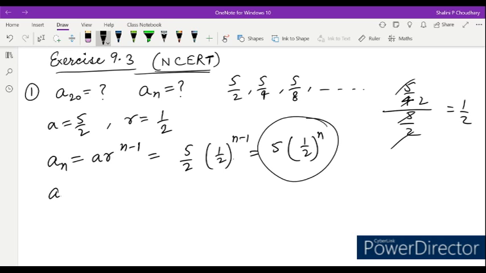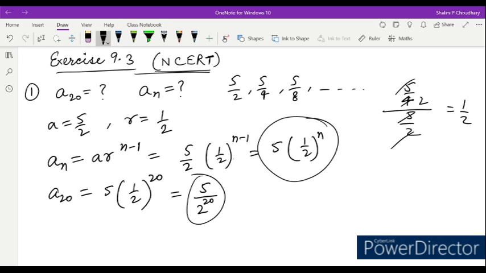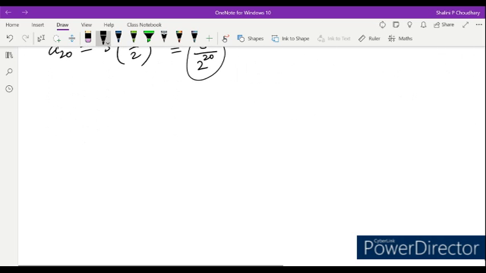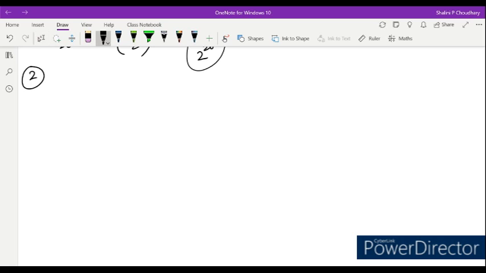Now we have to find out a20. a20 will be equal to 5 into 1 upon 2 to the power 20, so it will be basically 5 upon 2 to the power 20. This will be the value of a20. Now this was question number 1. We will move to question number 2.